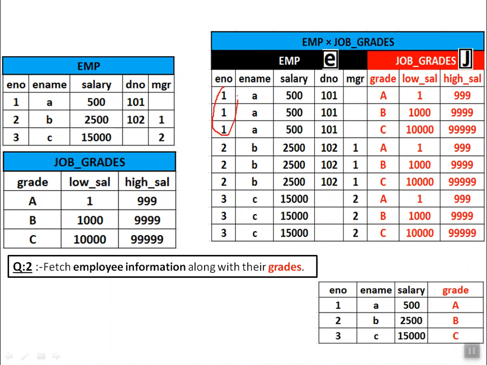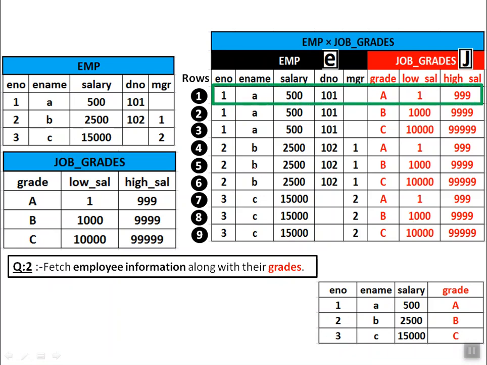So employee number 1 is joined with all grades. Now what you have to identify? Please don't join with all grades. Please identify which grade is yours based on your salary. So employee 1 with 500 belongs to this grade. Similarly, this one is required. How about 2? Employee number 2, salary is 2,500. He too is joined with all grades, but he doesn't belong to this grade. He belongs to this grade. So you have to get this.